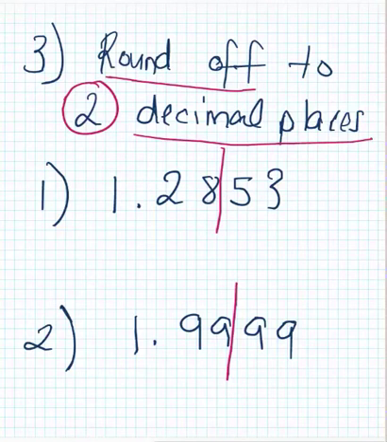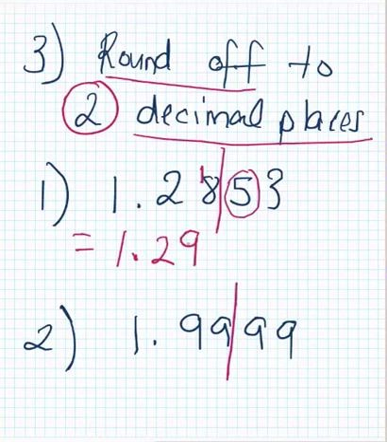And to know whether to round up or down, check this number here. What number do you see? It's a 5. And we know if it's 5 or more, we add a 1 to round up. If it's 4 or less, we just leave it. And 8 plus 1 is just 9. So this will equal 1.29. And it's got 2 decimal places. The 2 and the 9 are 2 decimal places. Done.